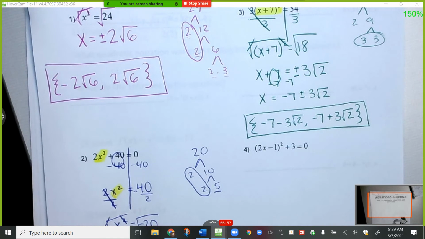Now, if I was accepting ugly decimal answers, you could technically combine those in your calculator and it will give you some number with some ugly decimals. But we're not doing that. We're leaving them in the simplest form without fractions. Okay? Okay, last one.